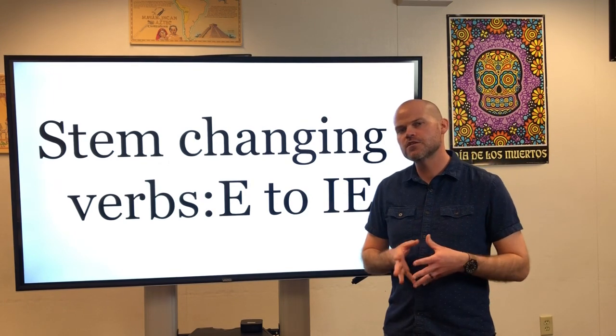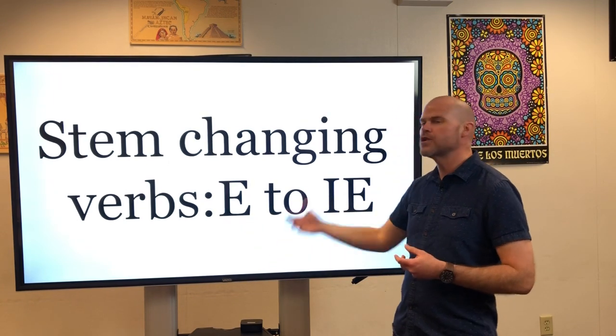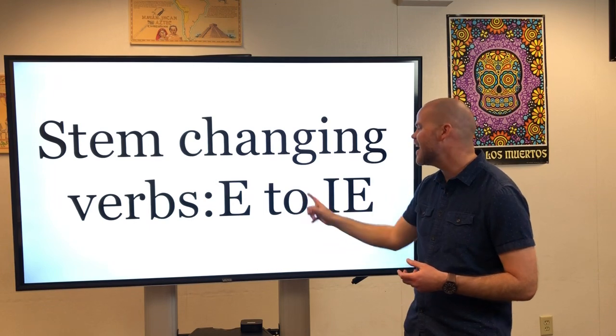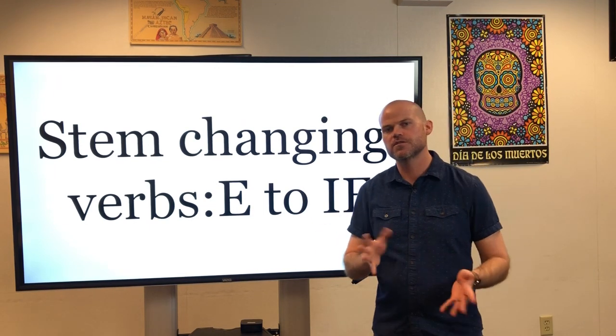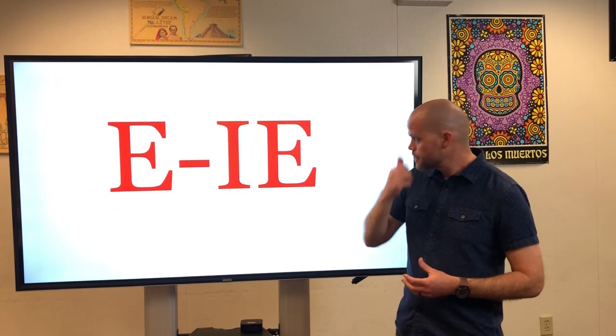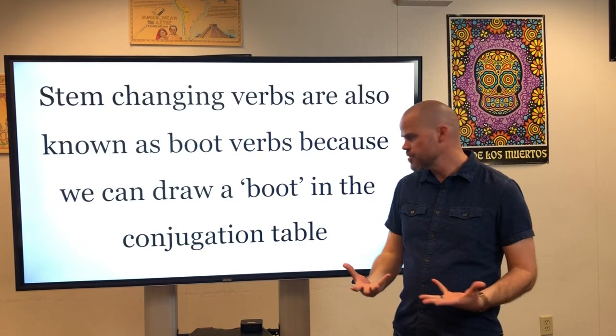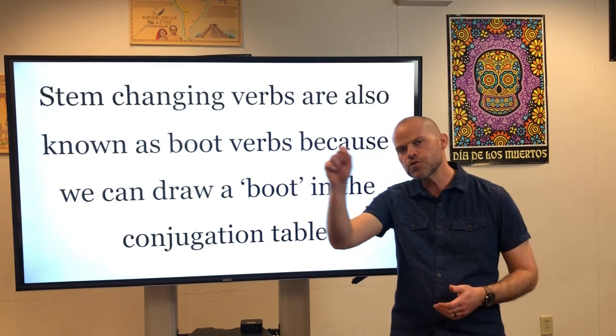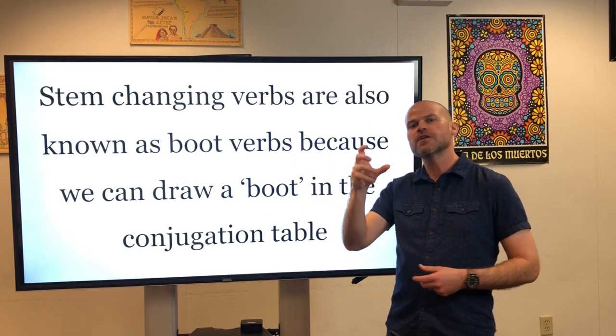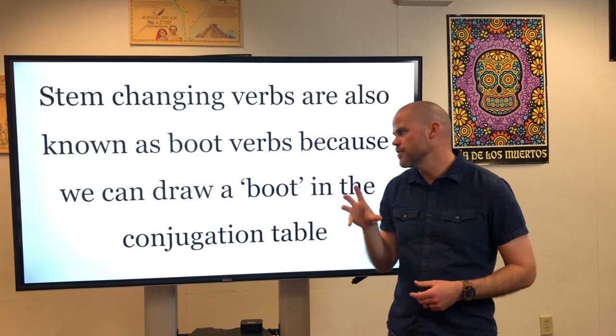We're going to be talking about those stem-changing verbs where the E changes to an IE in the stem. So, E to IE stem-changing verbs in the present tense in Spanish. Here we go. So again, E to IE. Stem-changing verbs are also known as boot verbs, and we call them boot verbs because we can draw a boot in the conjugation tables around the forms that have the stem change, and you'll see what I'm talking about here in a minute.